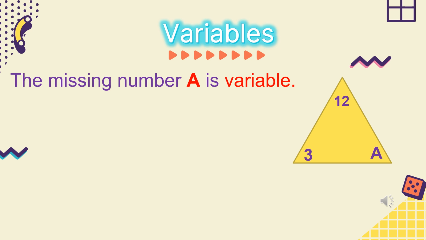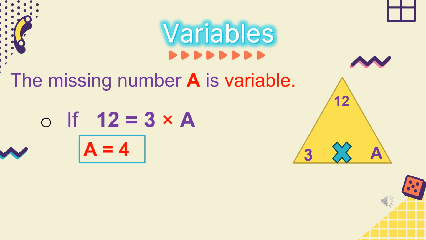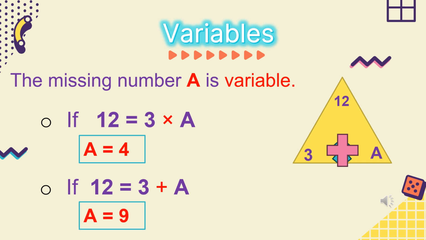If we need to get the value of a by multiplication, so 3 times what to be 12? We search in table 3: 3, 6, 9, 12. Stop. So a here equals 4. If we need to find the value of a by addition, so 3 plus what to be 12? We count after 3: 4, 5, 6, 7, 8, 9, 10, 11, 12. Stop. How many? 9. So the value of a by addition equals 9.